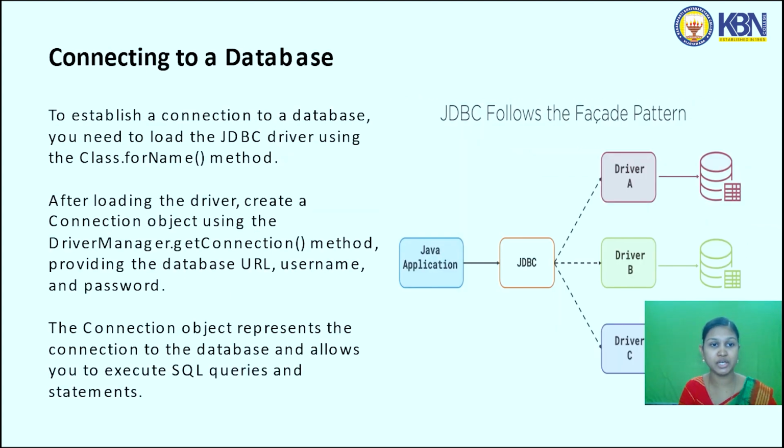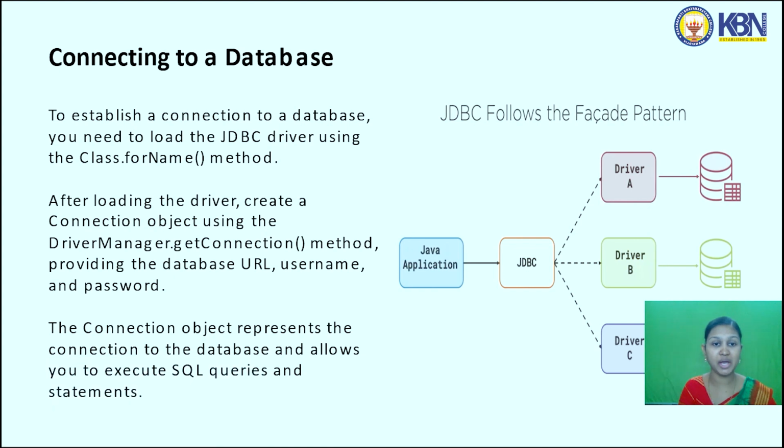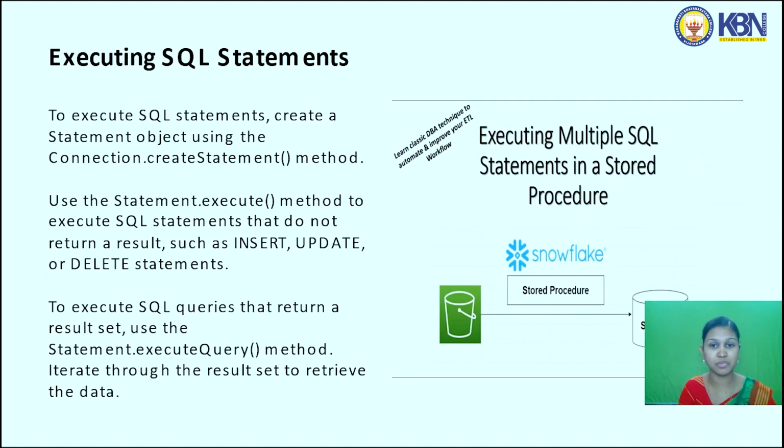How to connect to a database? To establish a connection to the database you can simply use the Class.forName method. This is the connecting of the database. And how are these drivers loaded? With the DriverManager.getConnection method. Whenever this statement is given, the user can set the database URL, username and password. The connection object represents the connection through which the user can pass SQL queries and statements.